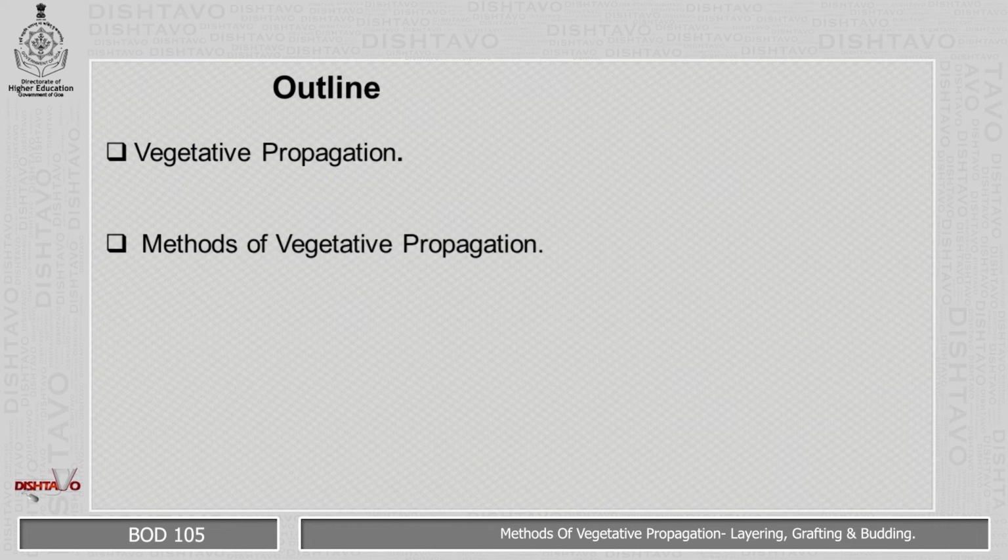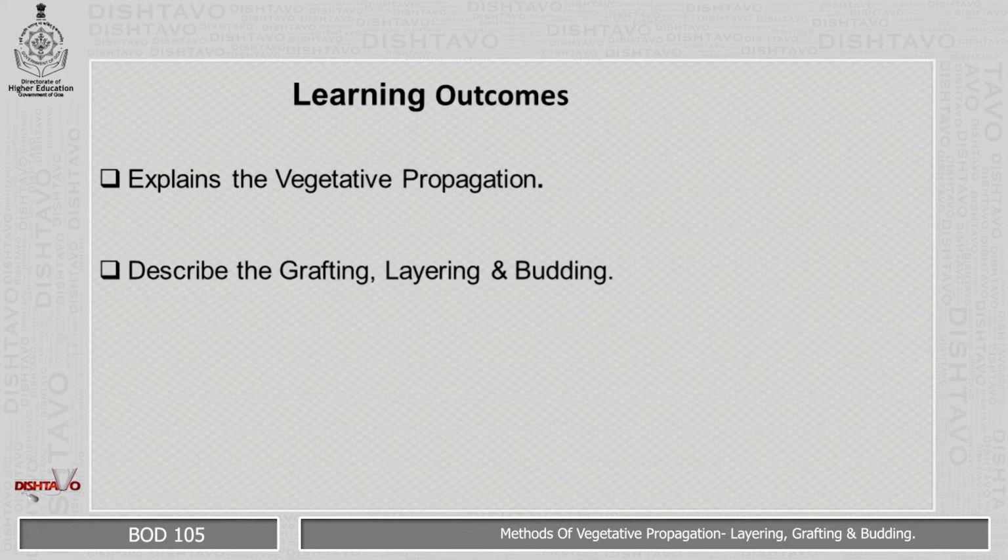In this module, students will learn what is vegetative propagation. They will also learn various methods of vegetative propagation. At the end of this module, students will be able to explain vegetative propagation. They will be able to describe techniques of grafting, layering and budding.